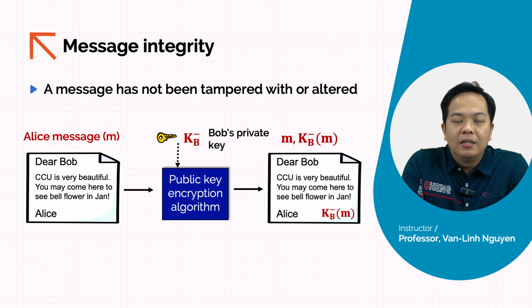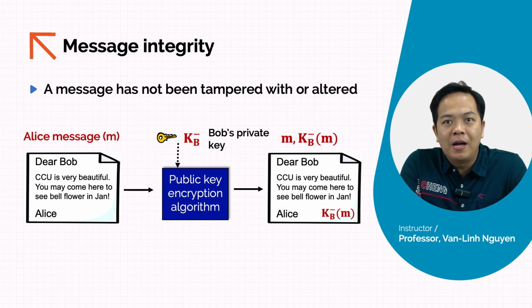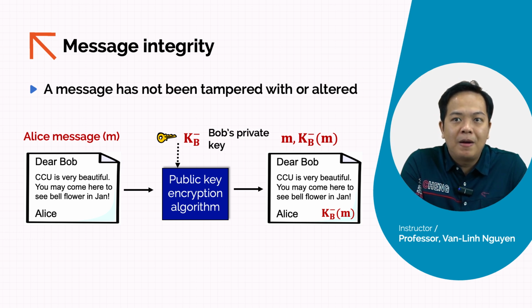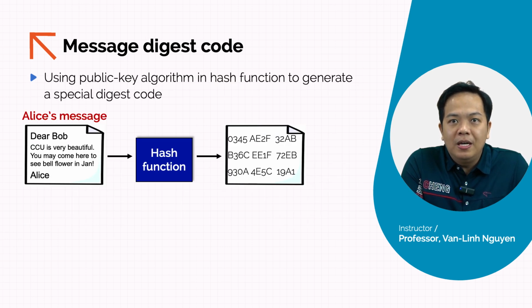So they can make sure the message is not tampered with or modified by others. For example, when I send a message, "CCU National Junction is very beautiful. You may come here to see the barrel flower in January." After I encrypt it, I send the message to Bob. After Bob gets that message, how can Bob make sure it is not modified by others? We can use a public key algorithm and a hash function to create a hash code.